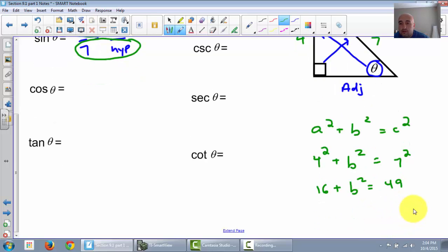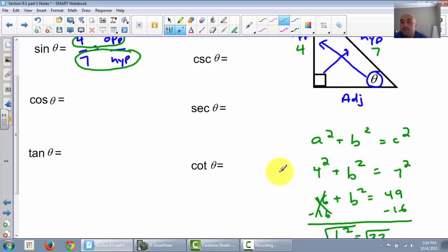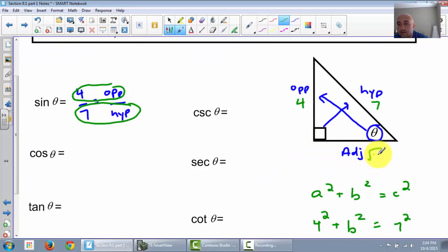Okay, so let's see here. So let's subtract 16, subtract 16. So b squared is equal to 49 take away 16, which is 33. So square root both sides, we get square root of 33. Okay, so we have square root of 33. All right, so there's our 3 sides. We should be able to do our other trig functions now.